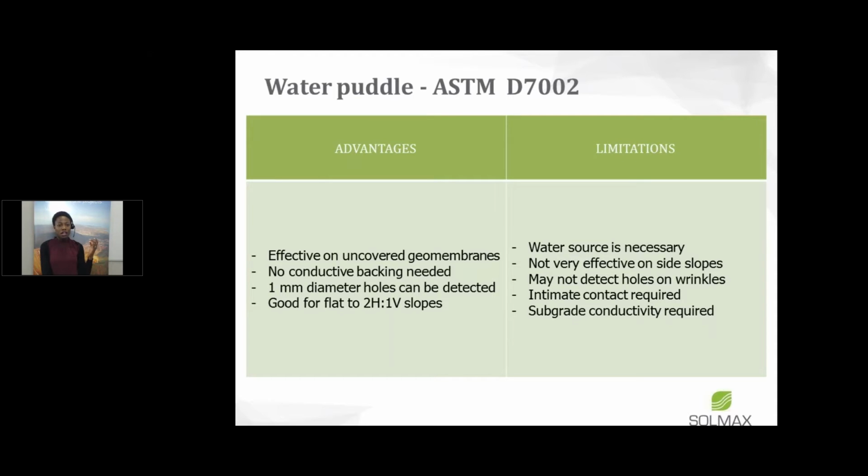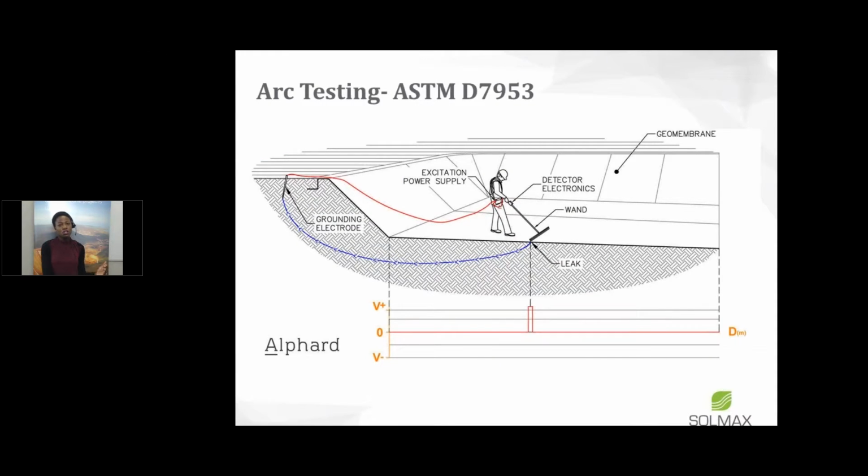The second test that is performed on uncovered geomembrane is the arc testing. And this is pretty similar to the water puddle method or the water lens method. But instead of water, we're not spraying water onto the geomembrane. We're applying direct current or voltage to the test wand, and then we're moving that wand across the surface of the geomembrane. If there's a leak in the geomembrane, then there's a signal, an arc that's created across that leak, and current flows from the leak through the conductive subgrade to the grounding electrode, and then sends the signal to the technician.